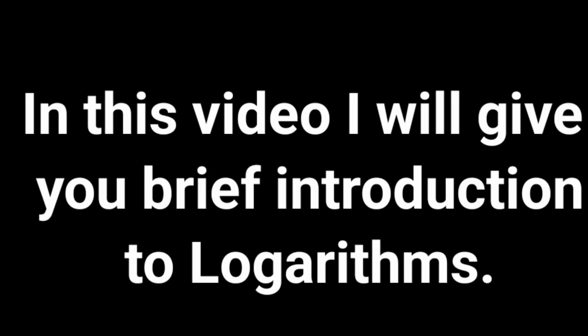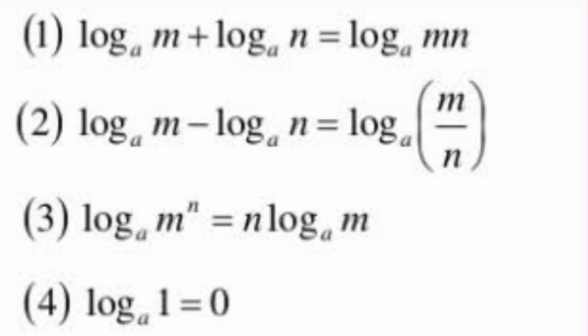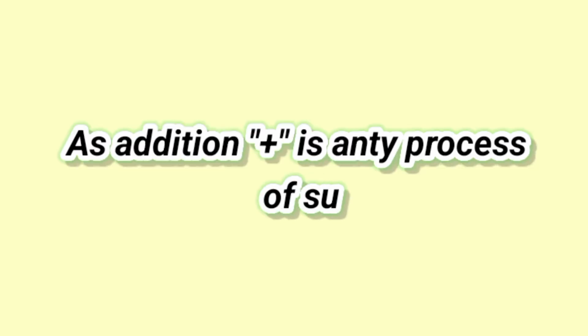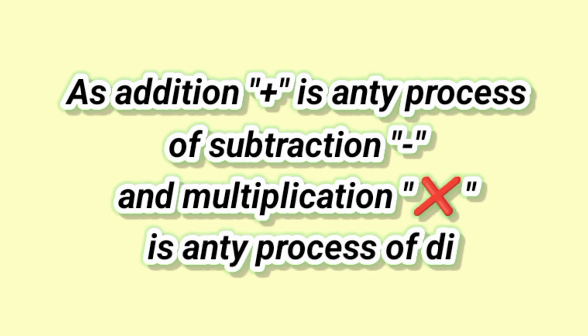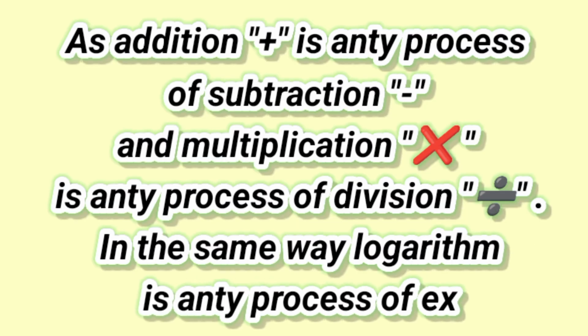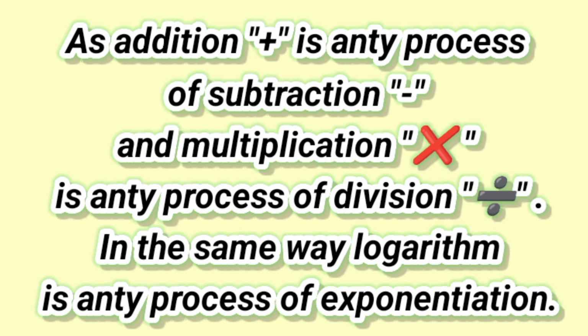Logarithm is the process that changes multiplication into addition and division into subtraction. These are a bit easier to calculate, as addition is the anti-process of subtraction and multiplication is the anti-process of division. In the same way, logarithm is the anti-process of exponentiation.